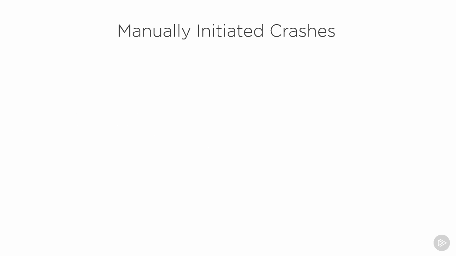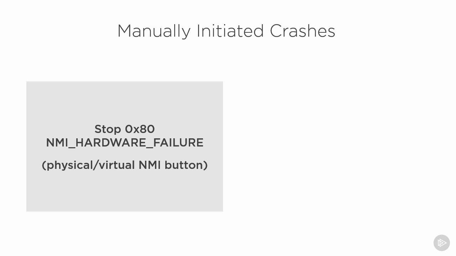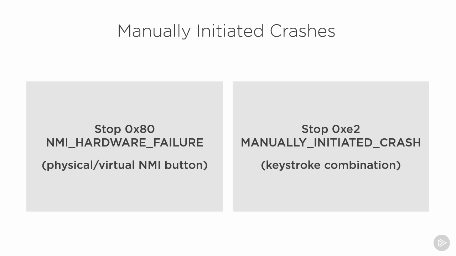Now, when you force a memory dump, you'll get one of two types of blue screens, depending on what mechanism you use to force the crash. With servers, you will typically see a Stop 80 bug check or an NMI hardware failure. This is when someone uses the physical NMI button or a virtual NMI button via a remote diagnostic tool. With desktops and laptops, you're more likely to see a Stop E2 bug check, which is a manually initiated crash. This requires a keystroke combination to cause the system to crash, which I'll show you in a subsequent section.